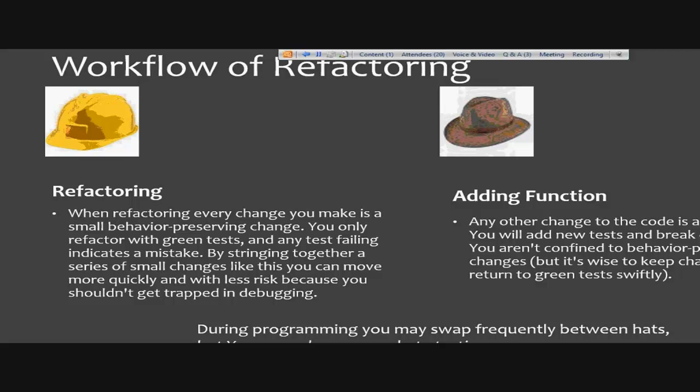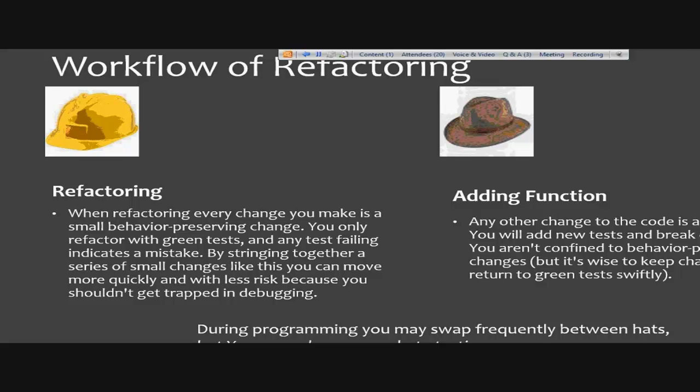So what is the refactoring hat? The refactoring hat says, when refactoring, every change you make is a small behavior-preserving change. You only refactor with green tests, and any test failing indicates a mistake, by stringing together a series of small changes. Before going to the next statement, I'll explain what he wants to say. Even though he is referring to the green test, you can take it as an automated unit test. That's a better way.